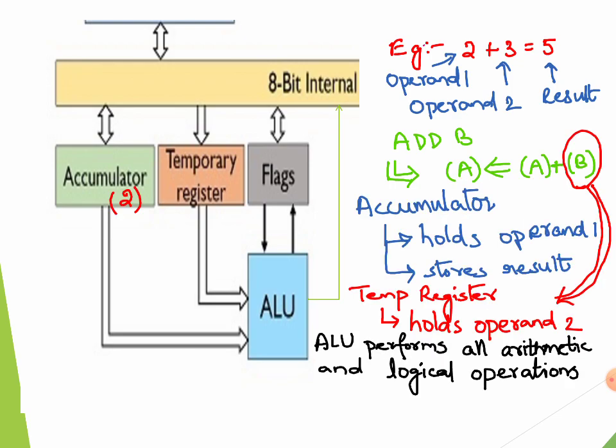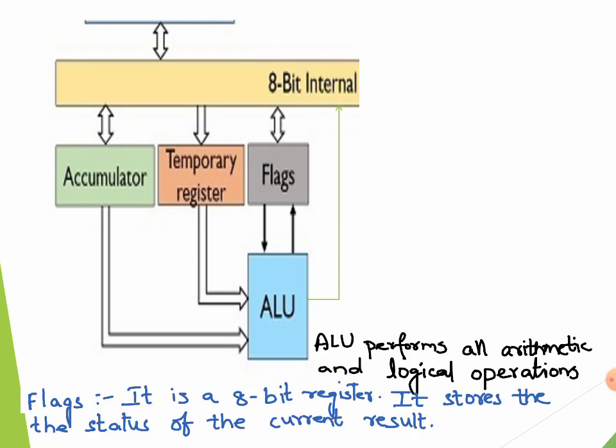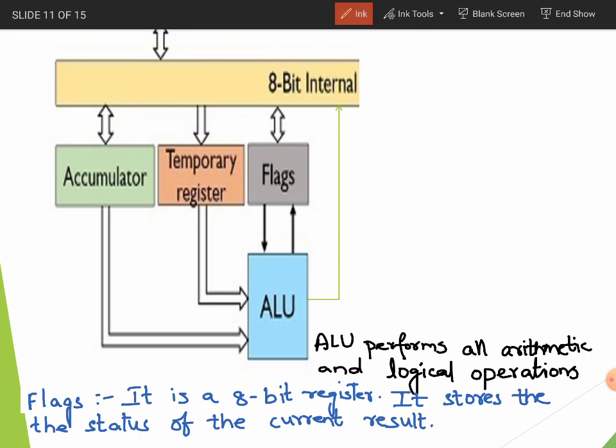So the temporary register holds operand 2 for us, and then the ALU performs all the arithmetic and logical operations. Anyhow, you know this. And what is this flag? See here, 2 was here from the accumulator, 3 from the temporary register. The ALU has done the addition and 5 is the result.